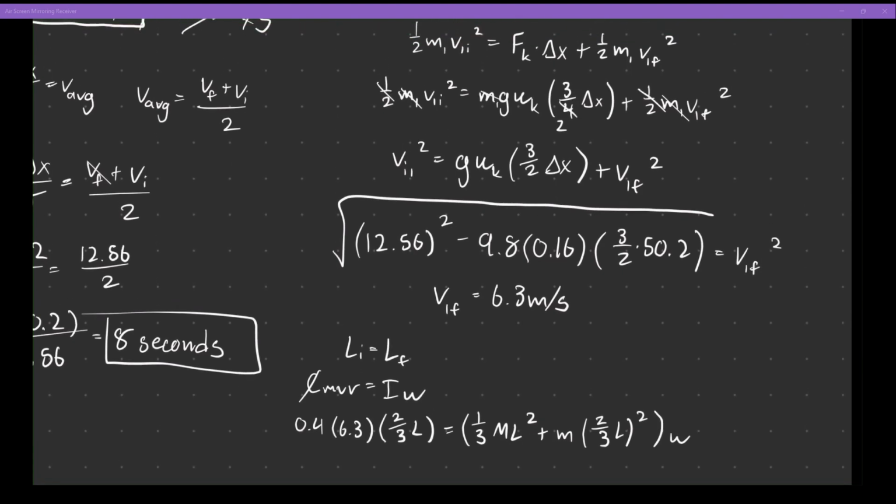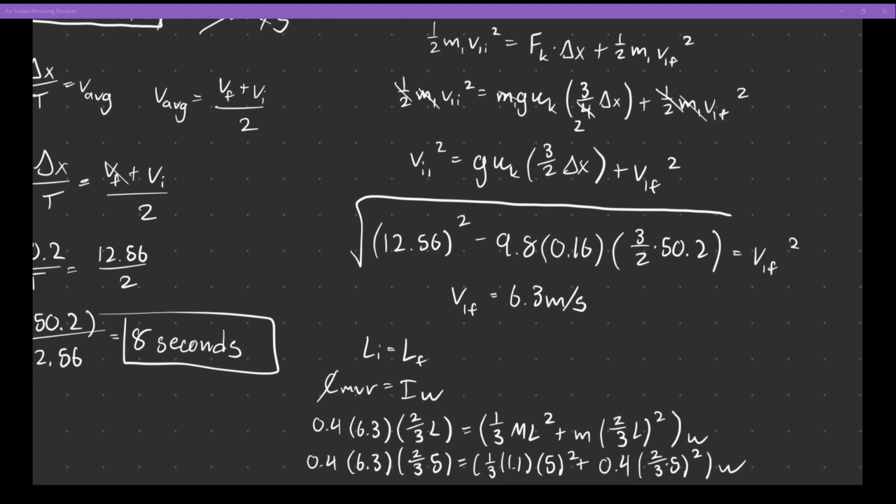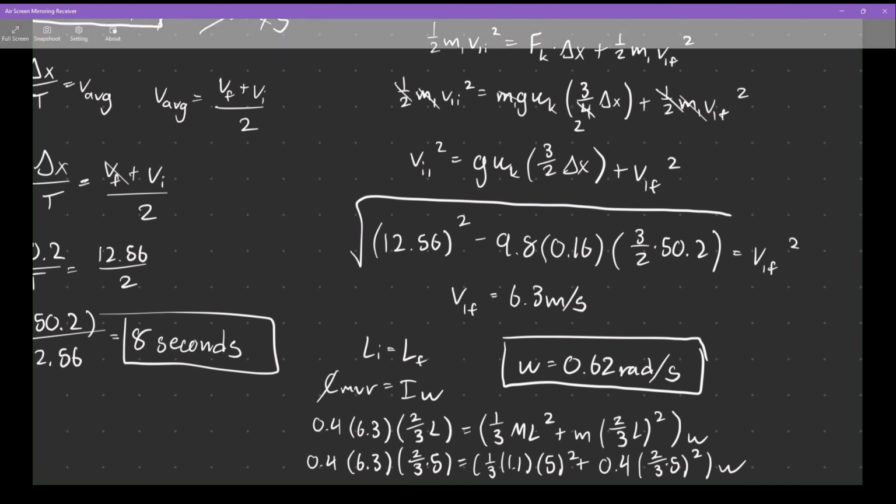And so again, I'm going to plug in all the numbers I know. So 0.4, 6.3, 2 over 3. The length of the rod is 5. 1/3, the mass of the rod is 1.1, 5 squared, plus 0.4, 2 over 3, L is 5 squared, omega. Then plug all that into your calculator and isolate for omega, and you should get omega is 0.62 rads per second. And then it's asking for the speed, so it's just the magnitude, so that's the answer right there.